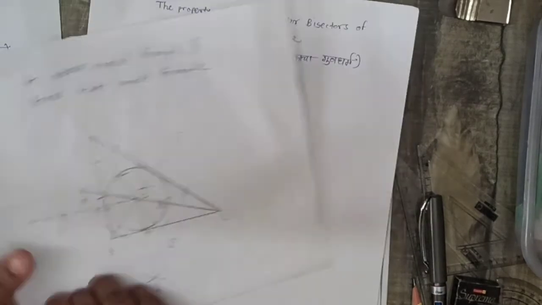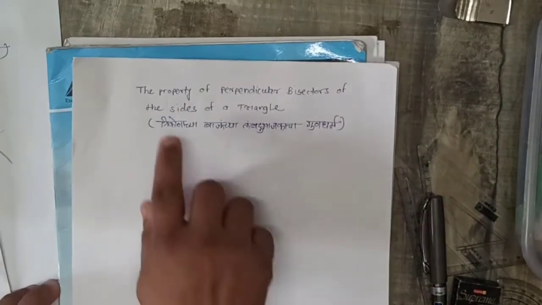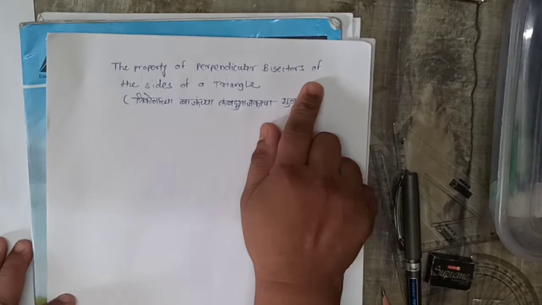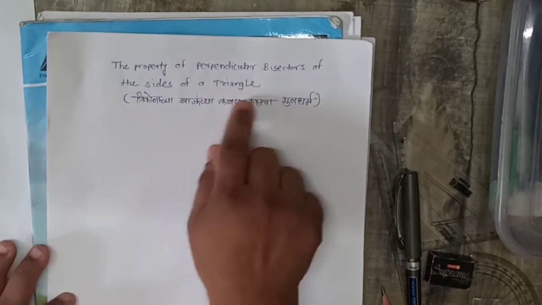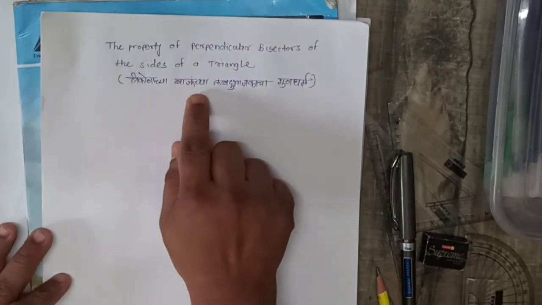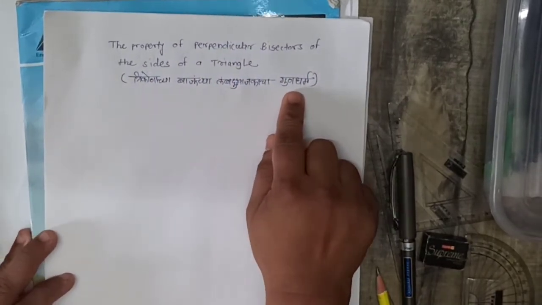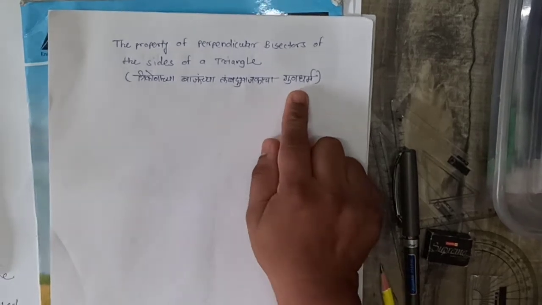So now today we are going to learn the property of perpendicular bisectors of the sides of a triangle.